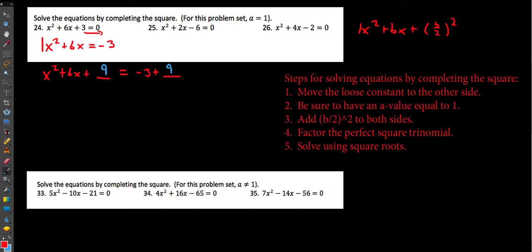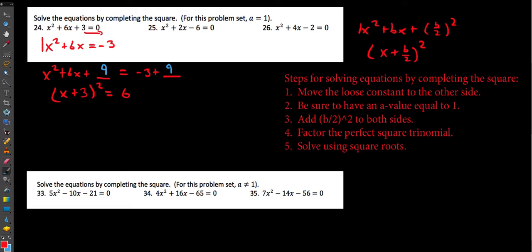Notice now the left side is a perfect square trinomial, so the next step is to factor the perfect square trinomial. We're going to write this as the square of a binomial, and on the right we get negative 3 plus 9 is 6. What would this factor into? Remember that once we have a perfect square trinomial, it always factors into the square of the binomial x plus half your middle term. Half of a positive 6 is a positive 3.